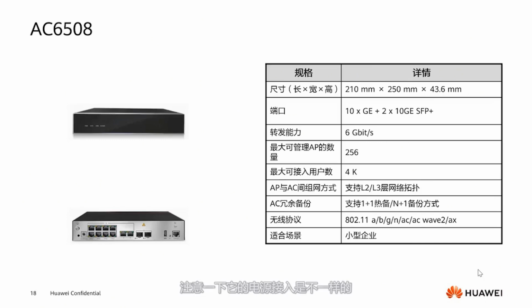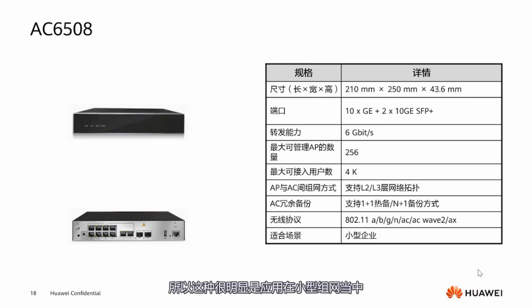Also, its ears. Make sure to purchase the ears when buying the 6508. Otherwise, it cannot be mounted on a rack because its width is too short to fit in a standard cabinet. Its height is still 1U, and it has 10 GE ports and 2 10GE uplink ports. In terms of forwarding capability, it's significantly lower than previous devices, only 6G. The 9700M has 20G, but this drops to 6G, making it clearly intended for smaller networks. It's suitable for use in small businesses. It can manage up to 256 APs, support a maximum of 4K users, and also supports Wi-Fi 6.